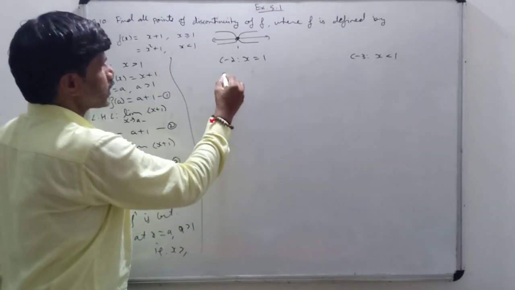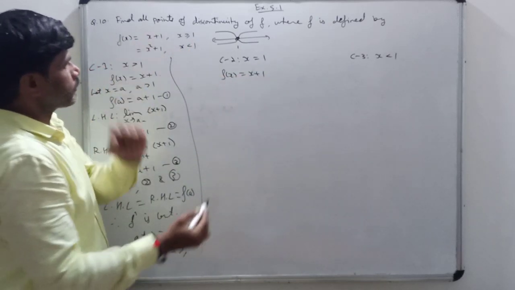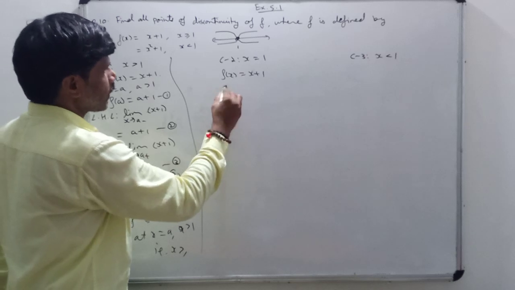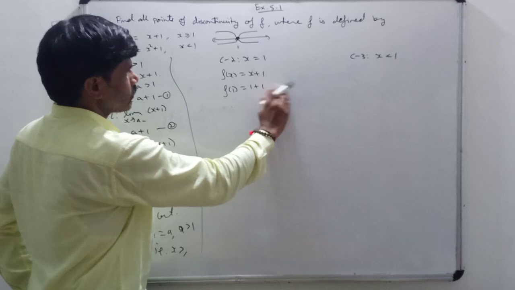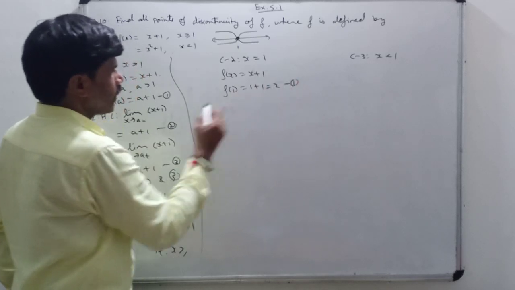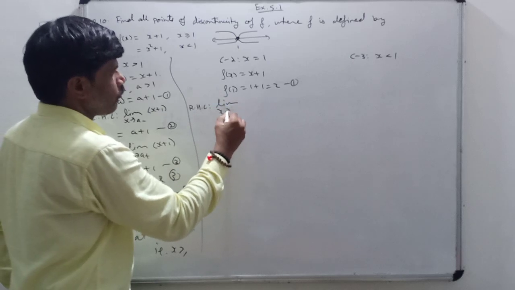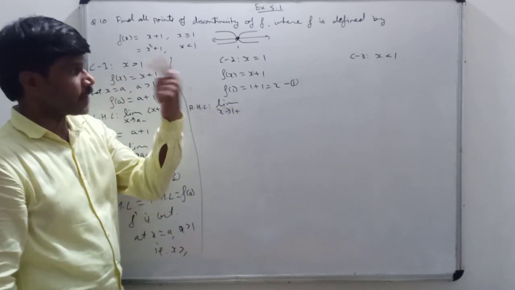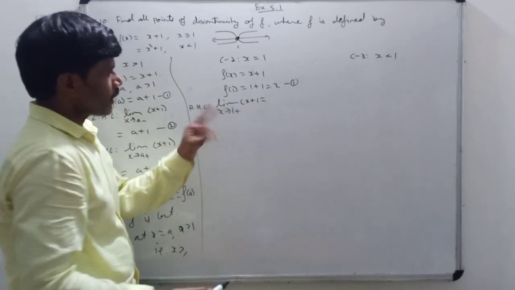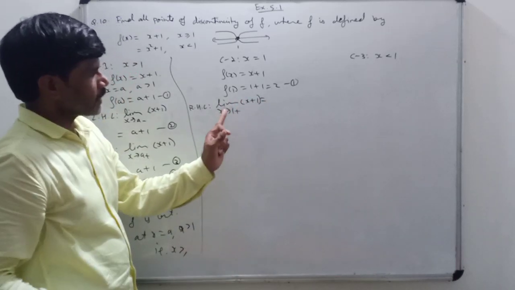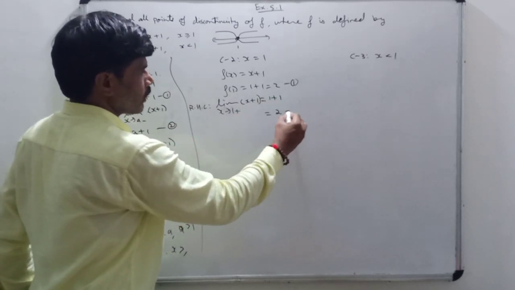Okay, now next, case number 2, when x equals 1. When x equals 1, f(x) is equal to x + 1. Now I'll find out f(1). f(1) is equal to 1 + 1, that is equal to 2. Give it result number 1. Now we find out the RHL, right hand limit. Limit as x tends to 1 plus, which means x is greater than 1. When x is greater than 1, what is the function? x + 1. Now apply the limit. The limit of x when x tends to 1 is 1, plus the limit of a constant is the constant 1. 1 + 1 is 2. Give it result number 2.